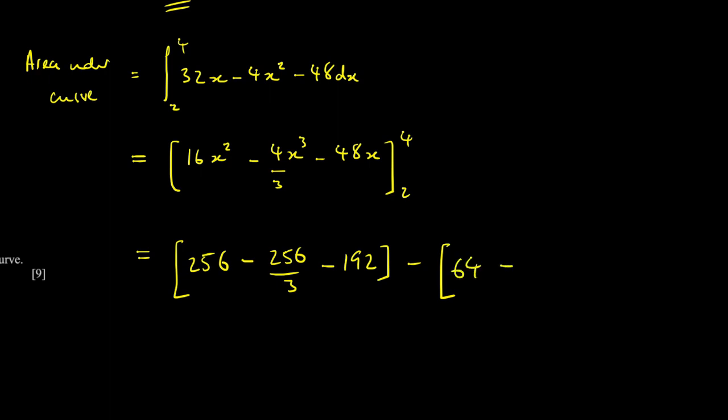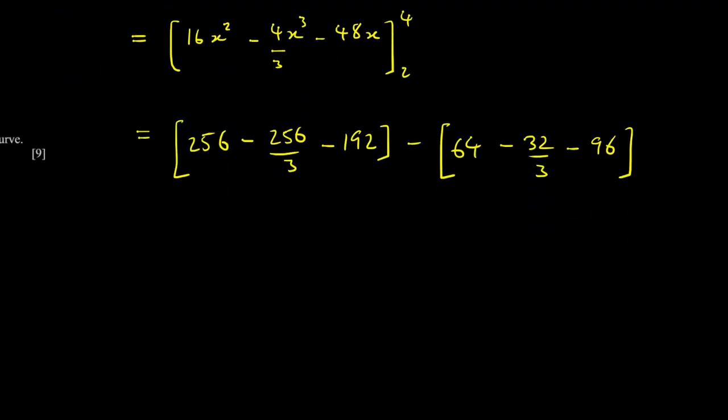And 2 cubed is 8. 8 times 4 is 32. So I get 32 upon 3. And then minus 48 times 2, which is 96. All right, so I'm very sorry, I'm just going to resort to a calculator.